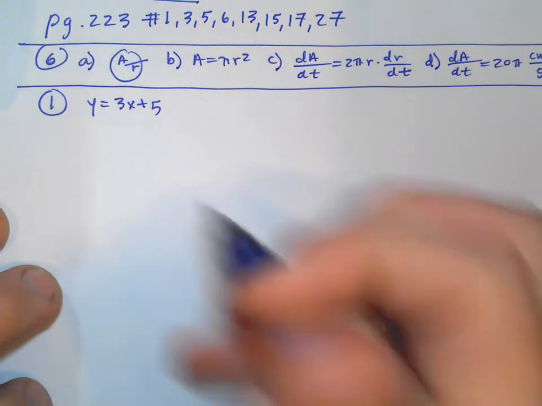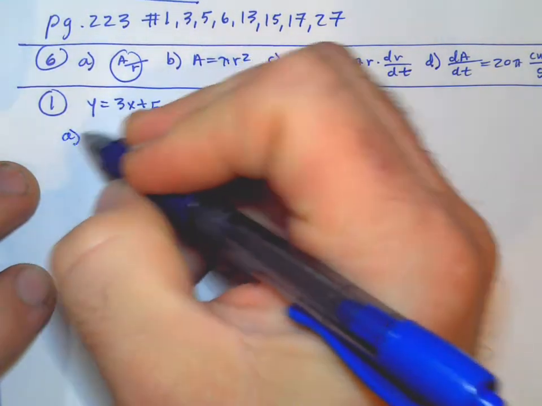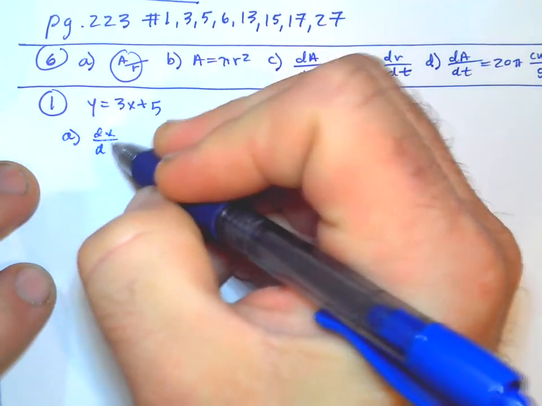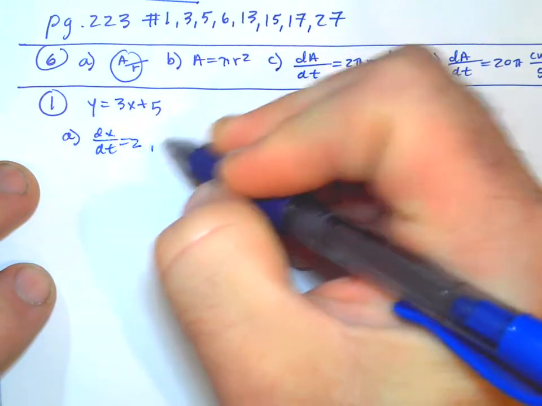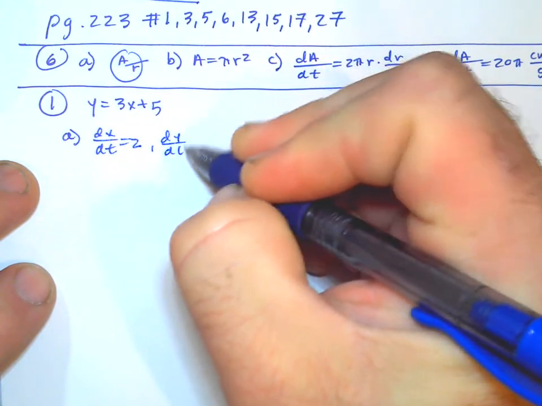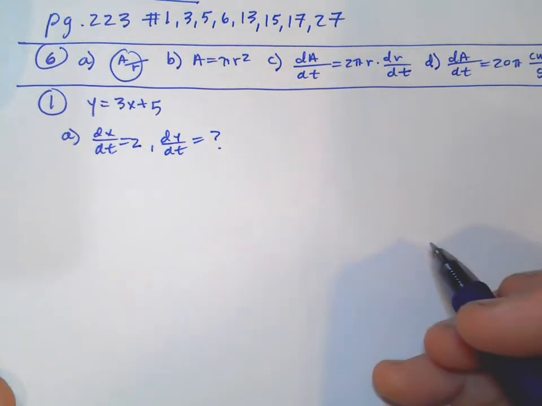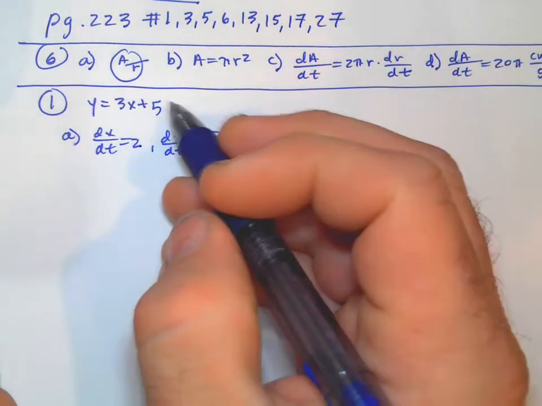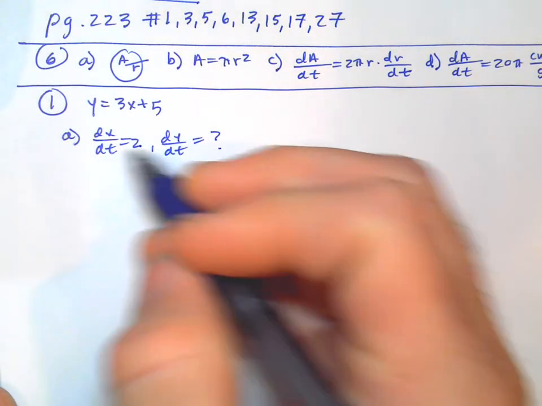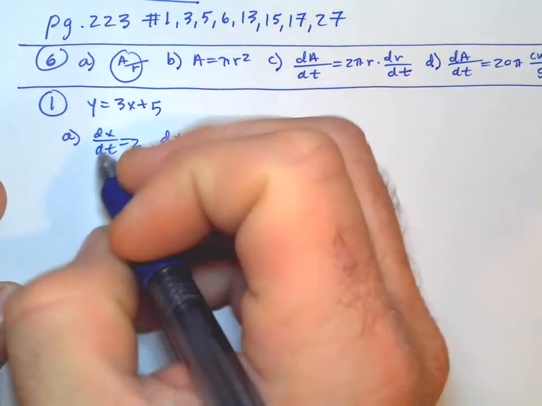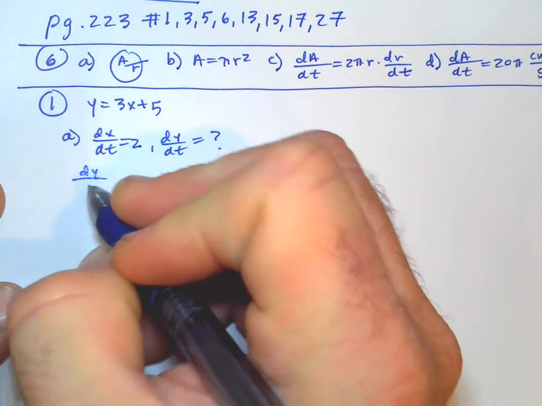So it says A, given that dx/dt equals 2, find dy/dt. So this is kind of giving you just a warm-up for related rates. You're not having to deal with the word problems and the geometry and all that stuff. They're giving you the relation. They're giving you one of the derivatives, and they want you to find the other. So we've got to take the derivative of this with respect to time implicitly.